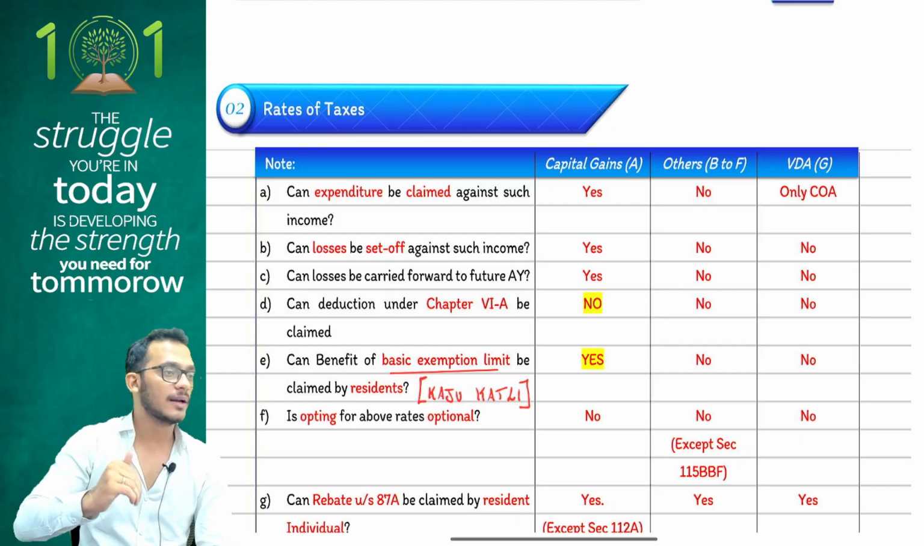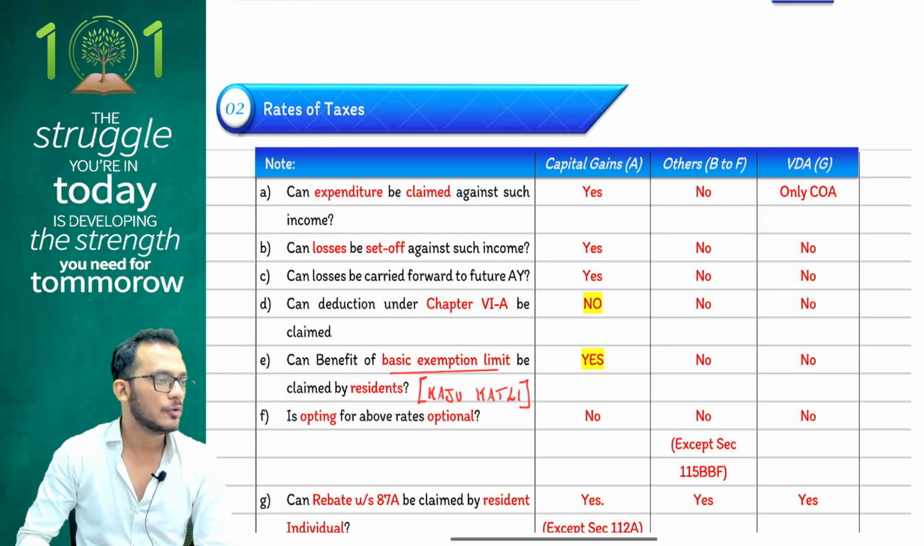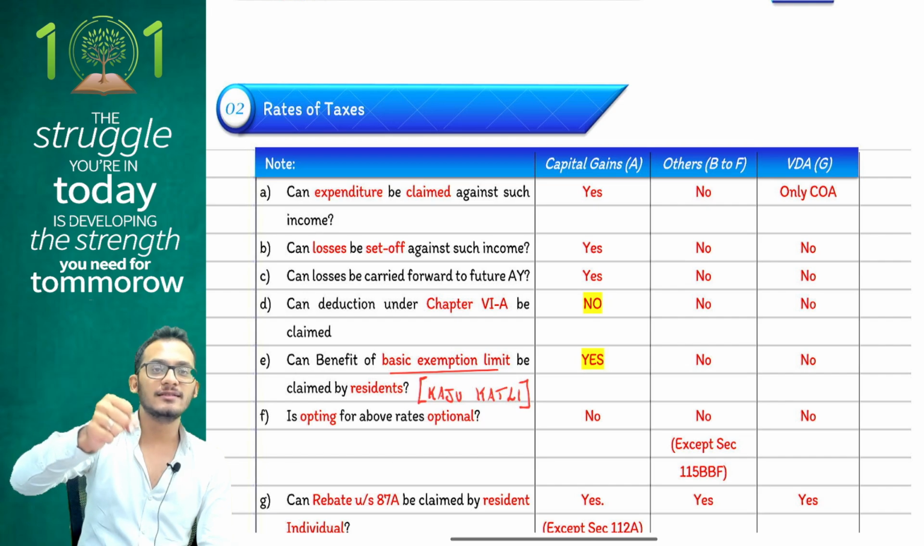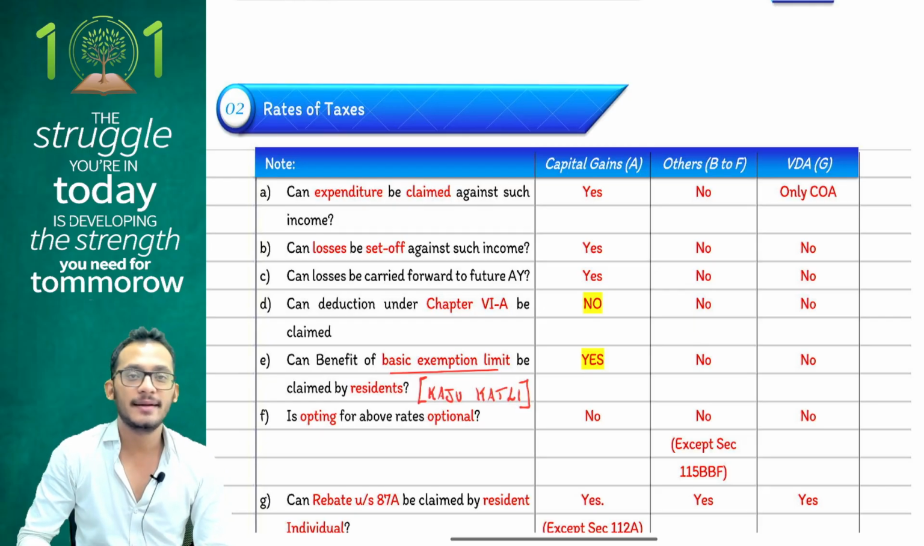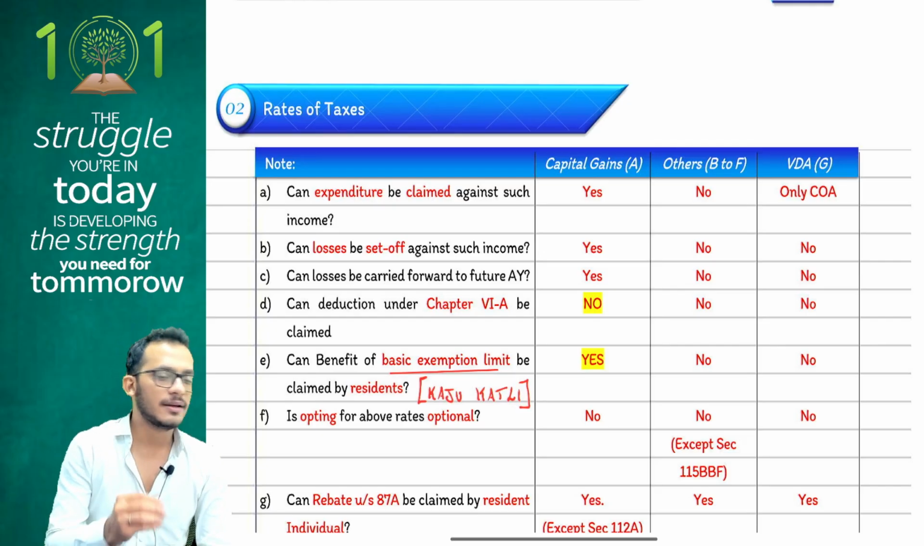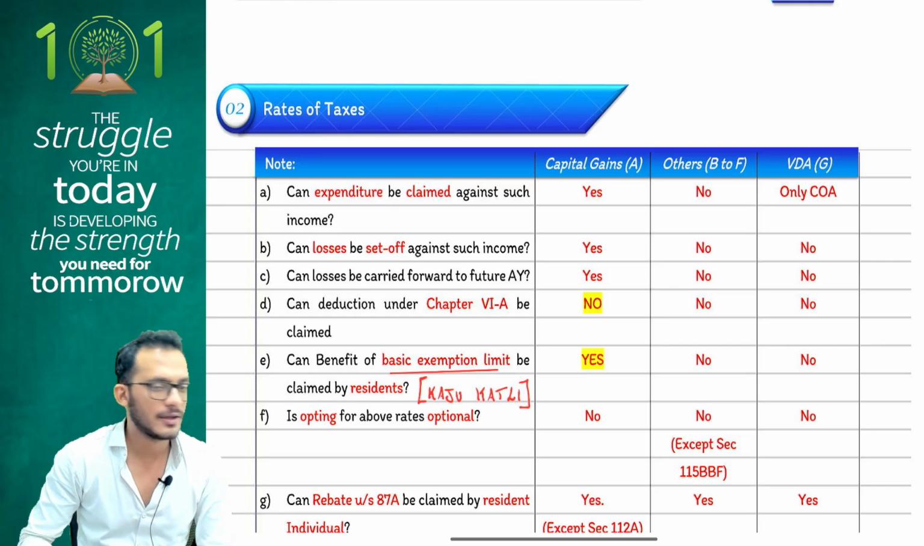If you have some unexhausted basic exemption limit, some basic exemption limit not utilized by your slabs, you can call for CG. CG can come and get adjusted against basic exemption limit and will be taxable at lower rates. Order of priority: 111A, 112 and 112A. That is the order of priority. We call it Kaju Katli for resident individuals.